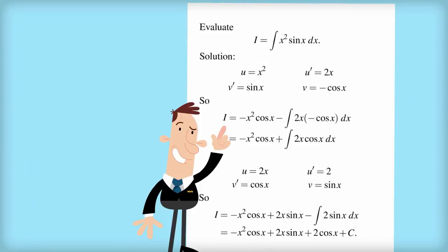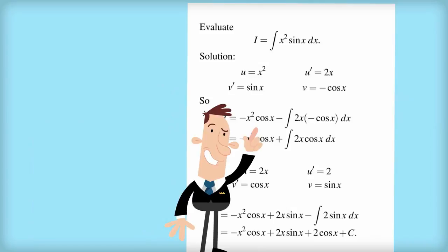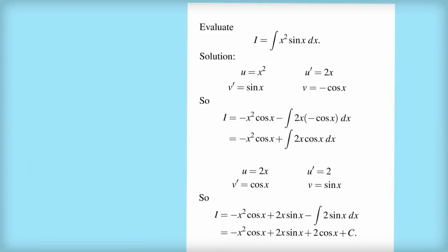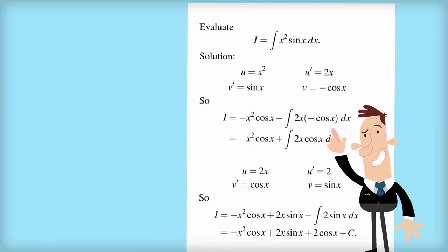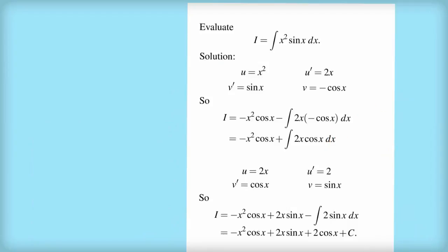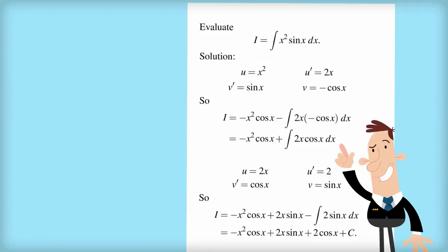This bit here is u times v, and this bit in the integral is u dash times v. And don't forget the negative before the integral. So we clean that up a little bit, and that's what we get. And now we look at this integral of 2x cos x dx, and we say, that's a classic for integration by parts. So we're going to integrate by parts the second time.